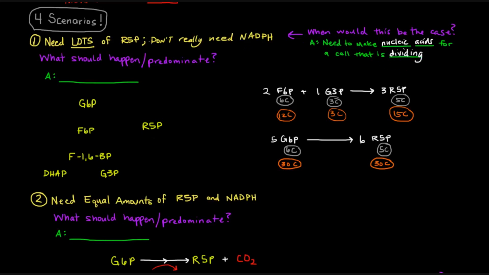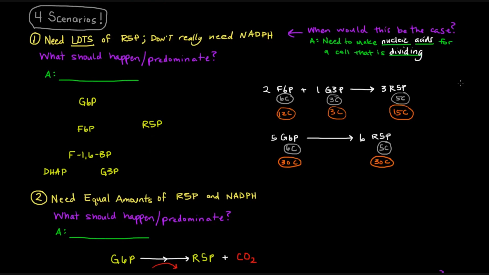So that's a case in which this is sort of happening. If this is the case, if we need lots of R5P but we don't really need NADPH, what should happen or what should predominate in this case? In this case, we want to make R5P, but we don't really care about making NADPH. So which phase actually does that? Well, of course, it's the non-oxidative phase. The non-oxidative phase creates R5P without creating NADPH. Okay? So let's imagine how this would sort of work.